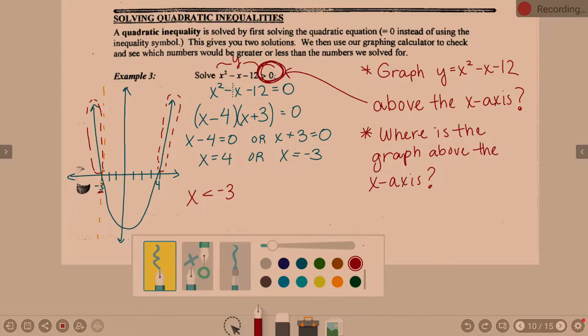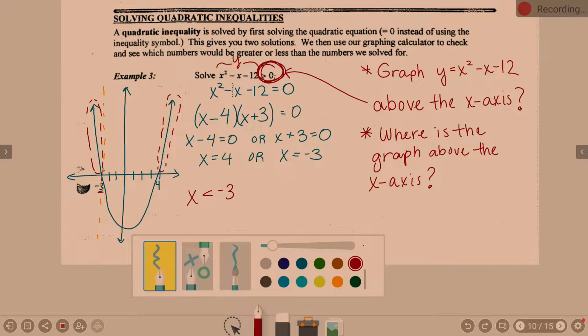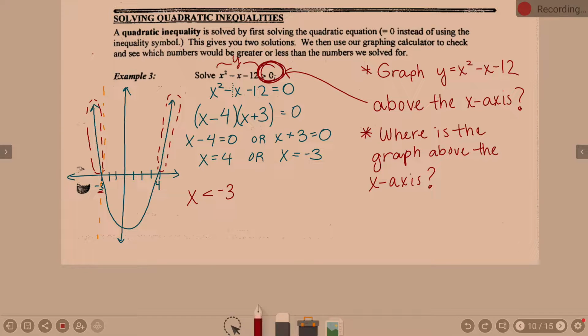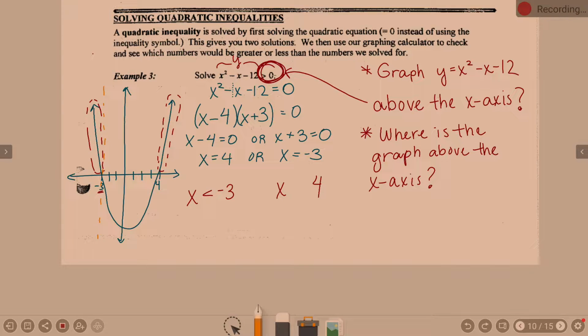Now, we have another piece, yes? And this one is in reference to 4. So now you're asking yourself, is that graph, the pieces that are above the x-axis, the pieces that are greater than 0, so these have y values greater than 0, right? They have positive y values up here. Where is that in relation to 4?